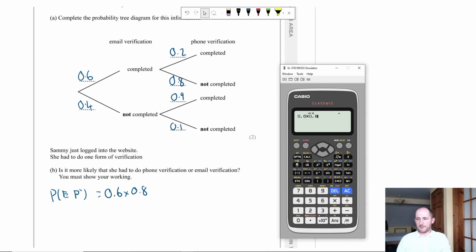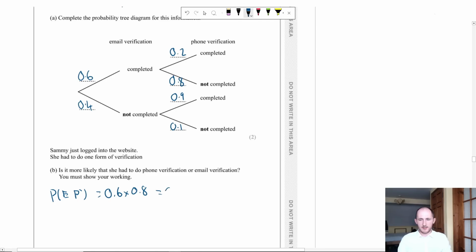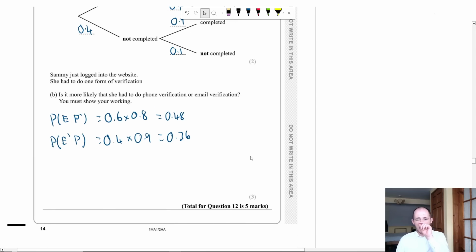Now, if she just did the phone verification, then she would have to not do the email verification and then do the phone. So the probability of not doing the email is 0.4, and then doing the phone after that would be 0.9. That gives 0.36. So which is it more likely she did, the phone or the email? Well, it's more likely she did this one, which is the email verification.